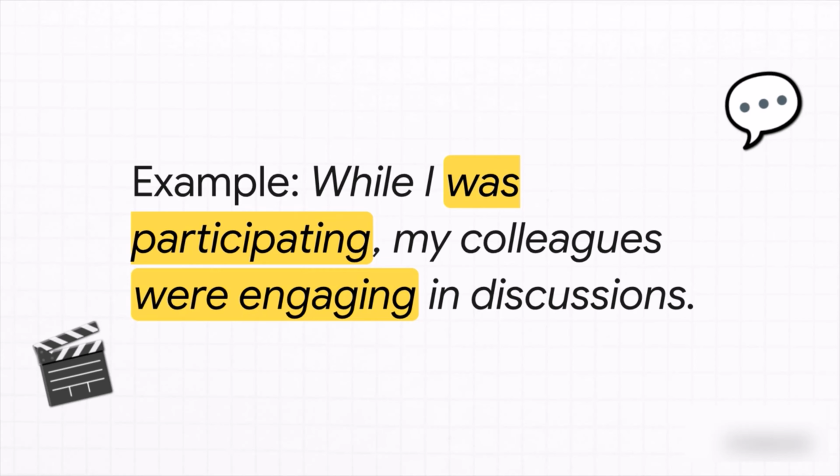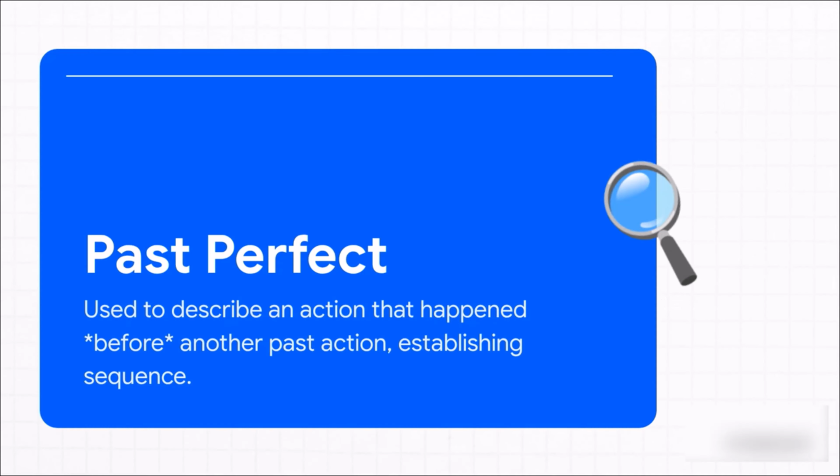You can almost see it, can't you? The action is happening. It's alive. It's not just a fact anymore. It's a whole scene. All right, now for our final grammatical tool. And this one is absolutely essential for telling more complex stories. The past perfect.